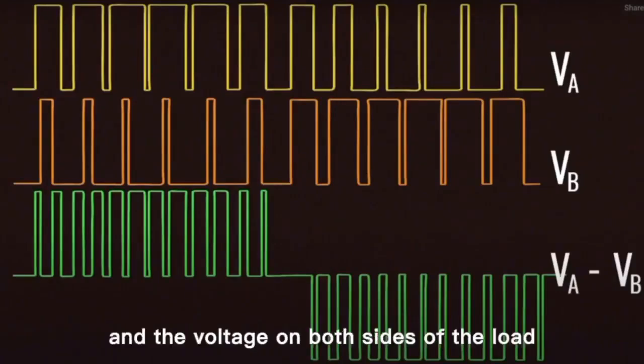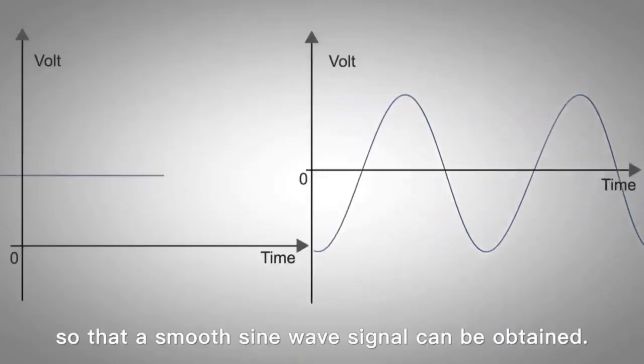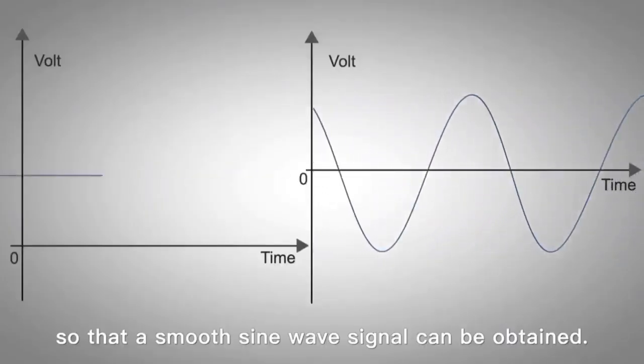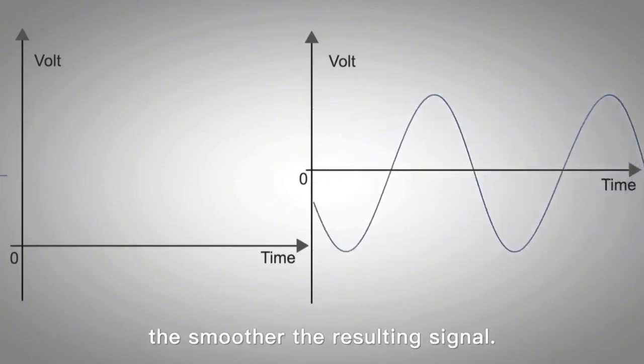The voltage on both sides is the difference between the 2 signals, and the waveform shown is obtained. In this way, a smooth sine wave signal can be obtained. The higher the frequency of the triangular wave, the smoother the signal obtained.